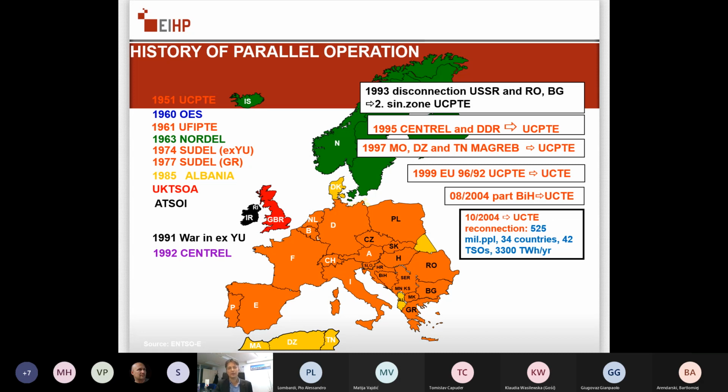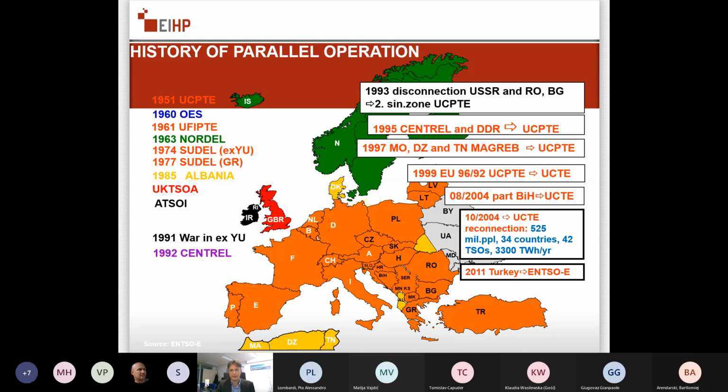That was 15, 16 years ago, when for the first time in history the whole of Europe was working in parallel operation. At that time, we got the largest system in the world working synchronously: more than 500 million people, 34 countries, 42 TSOs, and 3,300 terawatt hours per year of consumption. And in 2011, Turkey formally joined ENTSO-E, which is now the new name for UCTE. We also have some additional candidates to join, like Moldova and Ukraine.